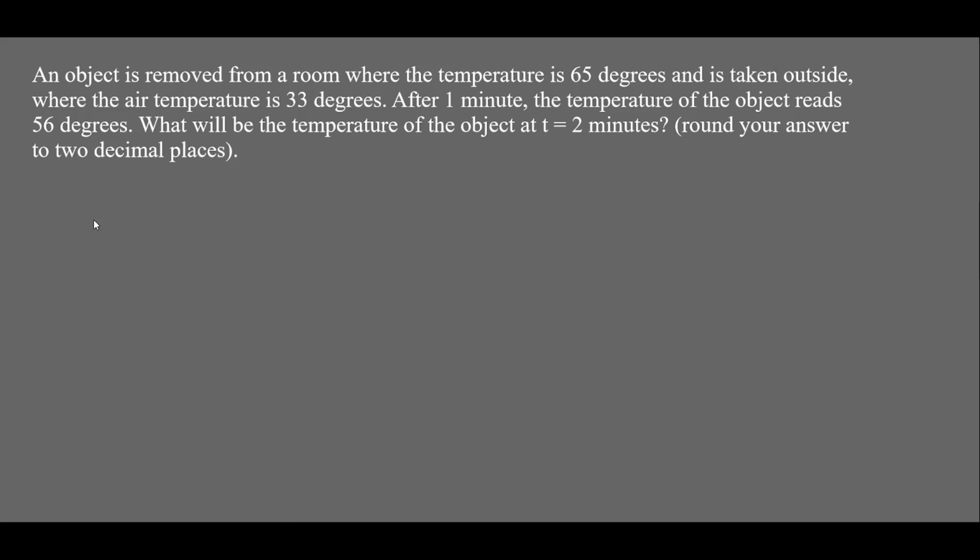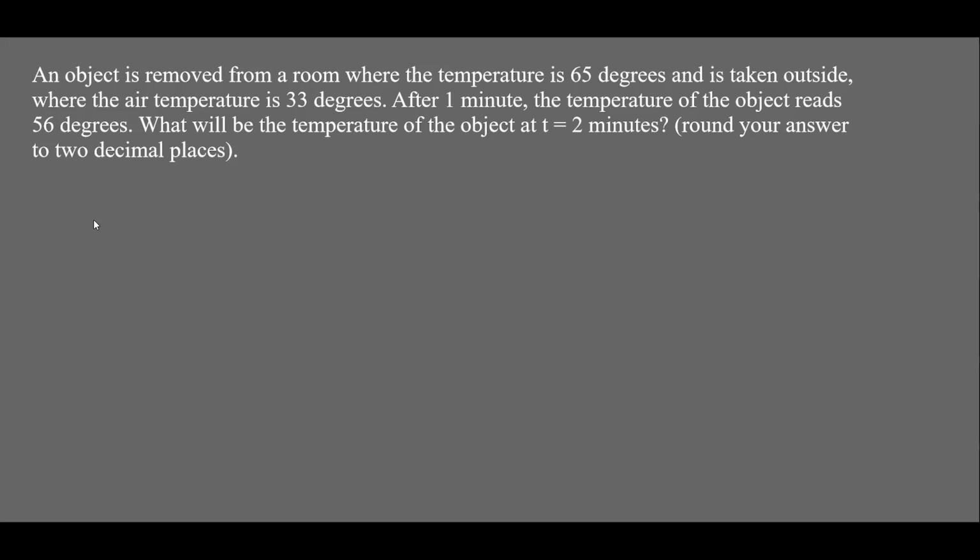So this problem says an object is removed from a room where the temperature is 65 degrees and is taken outside where the air temperature is 33 degrees. After 1 minute, the temperature of the object reads 56 degrees. What will be the temperature of the object at 2 minutes? Round your answer to 2 decimal places.